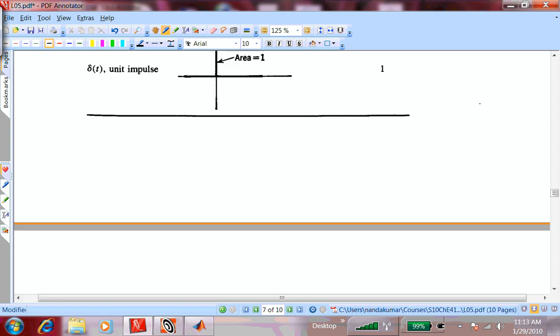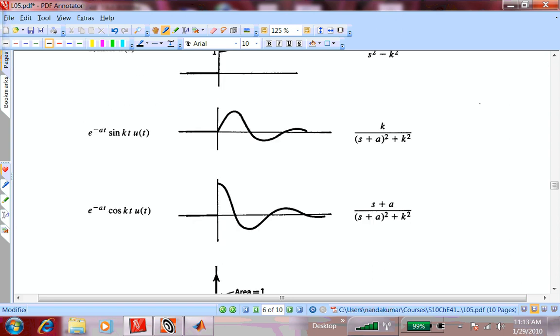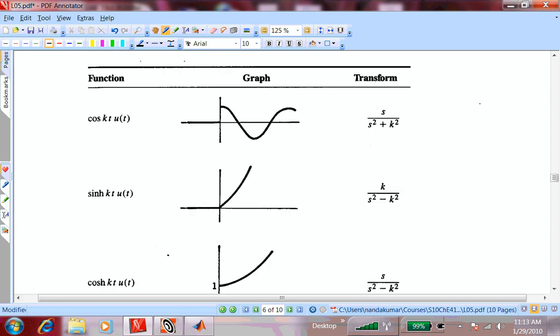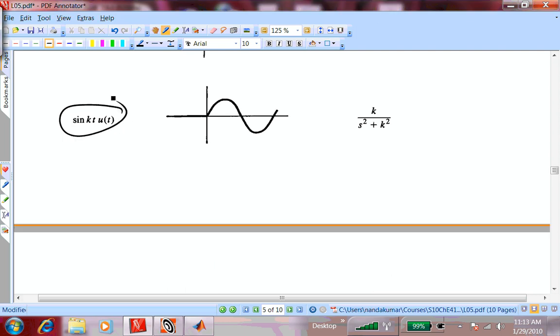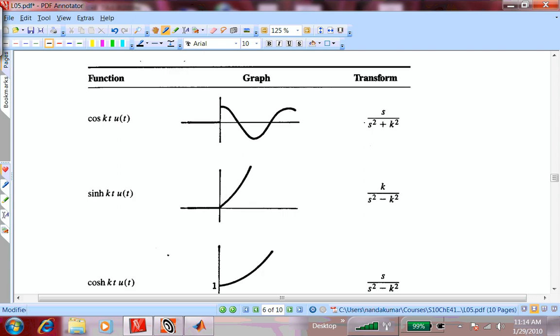So if I go back to the table, in fact, this is a good question that you asked. Here is sine of kt. The transform is this. Now, if I multiply this by e to the power something else, lt or mt, whatever you want, that transformation rule simply says that it is going to be shifted in s by s plus l or s minus l. And in fact, that transform is also there in this.